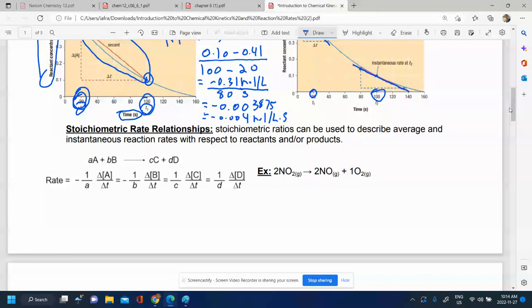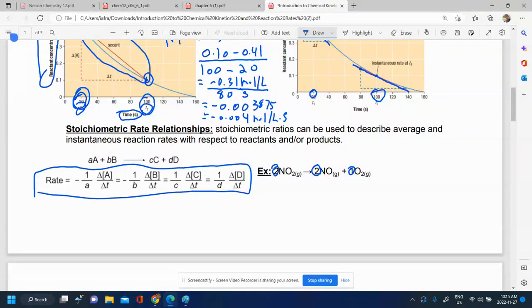Now, you can also compare reaction rates within a reaction using stoichiometric relationships, using the mole coefficients that you've used so many times before this. So if you were going to compare reaction rates, this is our general formula here. You can write a formula to compare the rates of the different substances within the reaction.